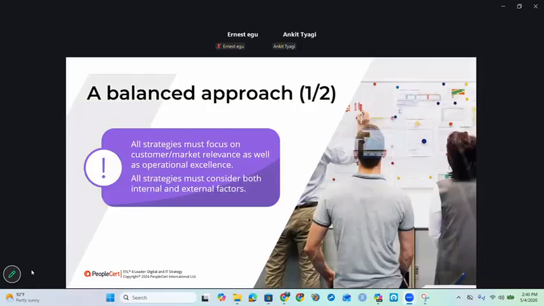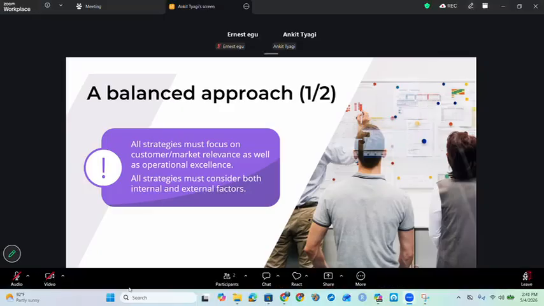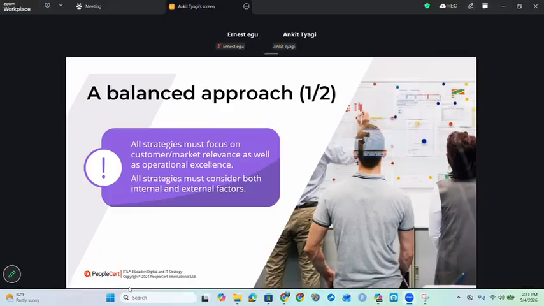Now, all strategies must focus on customer or market relevance as well as operational excellence. All strategies must consider both the internal and the external factors. We cannot just keep focusing on the customer needs or market dynamics and not focus on the operational excellence to deliver those products and services. We would not be able to deliver efficiently until we improve operational excellence as well. Similarly, ignoring the customer or market needs and focusing only on internal factors to improve the way of working would not help, because ultimately it's the customers that we have to serve.